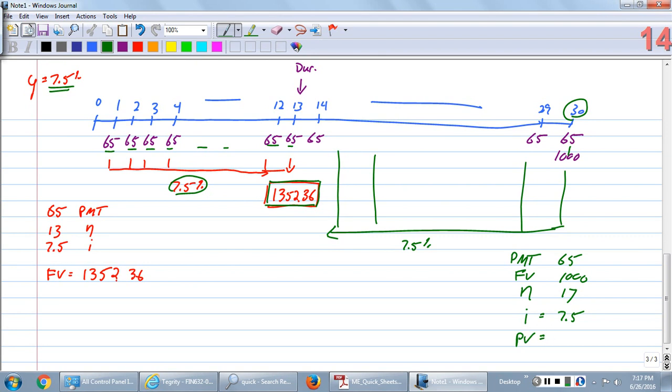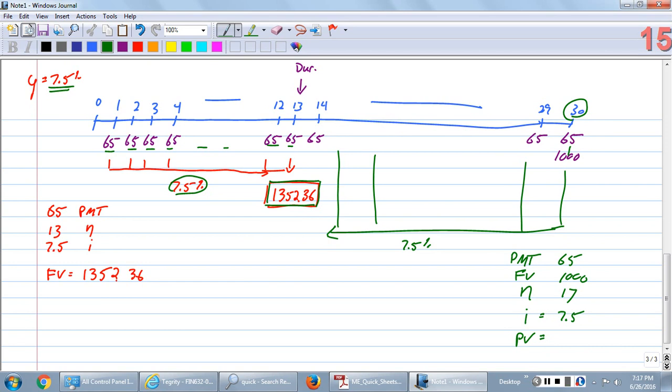I hope you're following that, because when you get to year 13, you can sell your bond, and whoever buys it is going to buy it based upon all of the remaining cash flows. There's 17 more years worth of cash flows. So what we're doing is determining the present value of those.